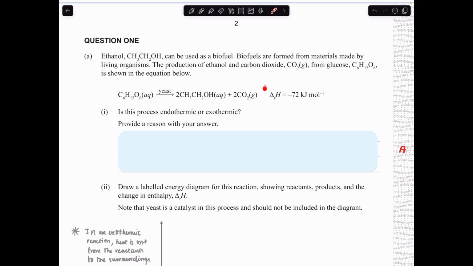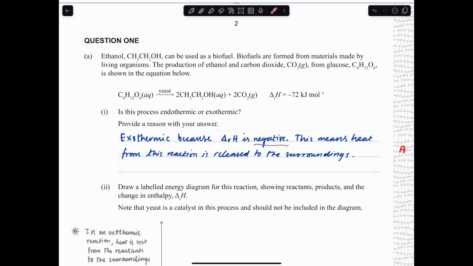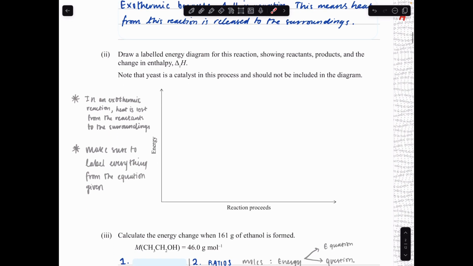Well, we can look at the delta RH value. We see that it's negative, so this reaction is exothermic because the delta RH is negative. This means heat from this reaction is released to the surroundings, and that's a nice, easy achieved point. Next question. Draw a labelled energy diagram for this reaction showing the reactants, products, and change in enthalpy.